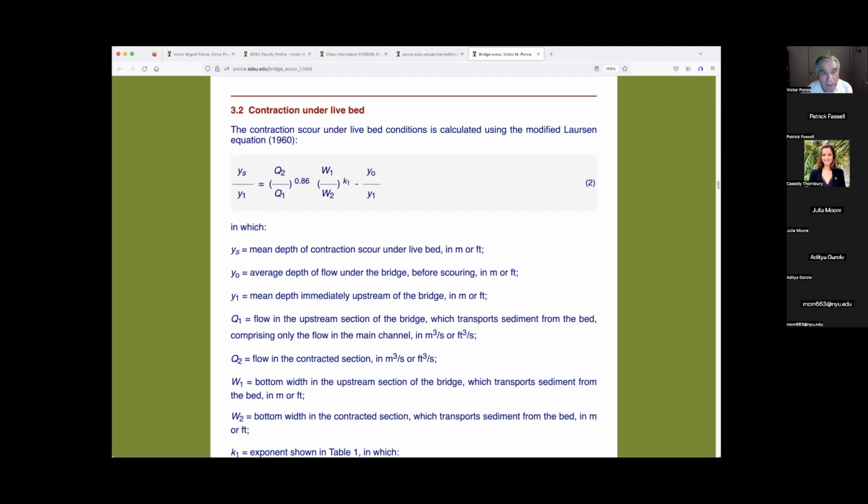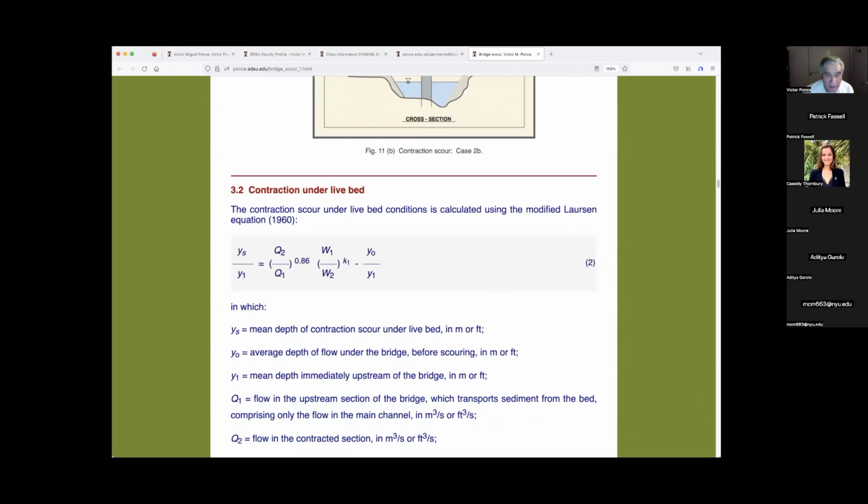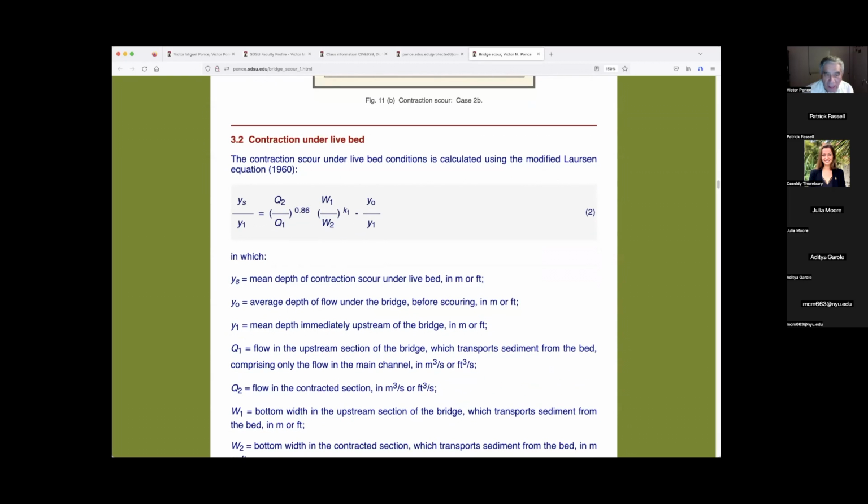So let me go back in here under what we're looking at here. The contraction scour under live bed conditions is calculated using the modified Laursen equation, 1960, which is this equation over here, where Y sub S is the mean depth of contraction scour under live bed. These formulas are, interestingly and unfortunately, empirical, but that's what we have.